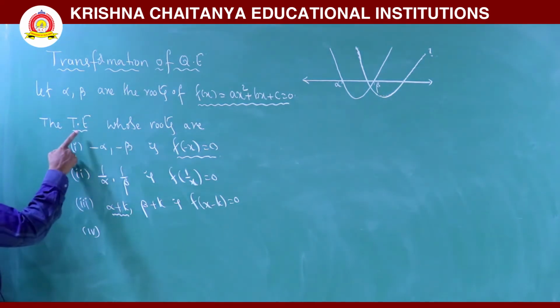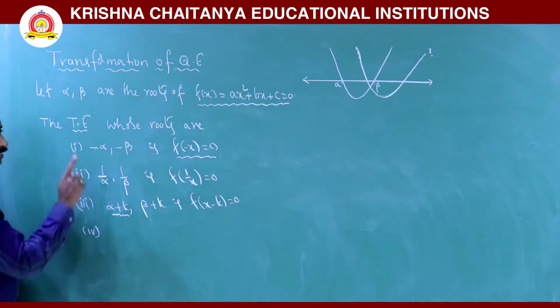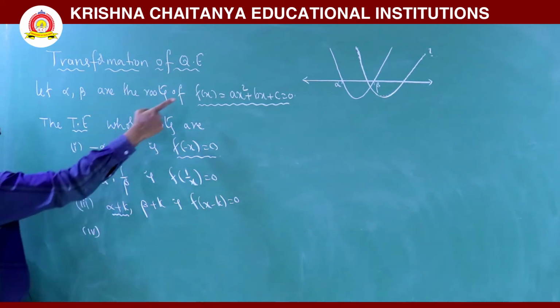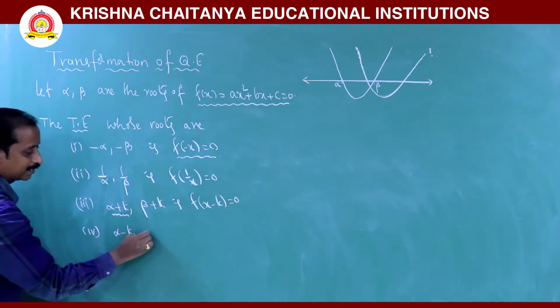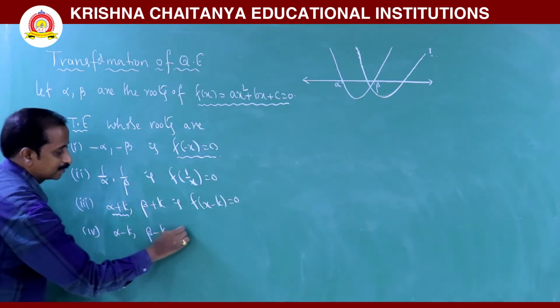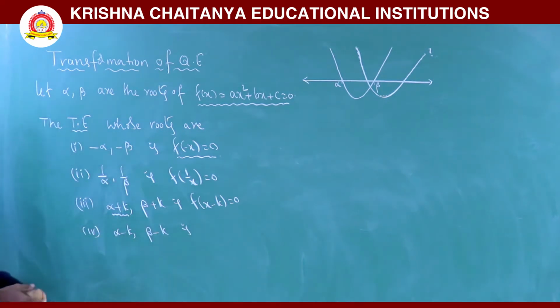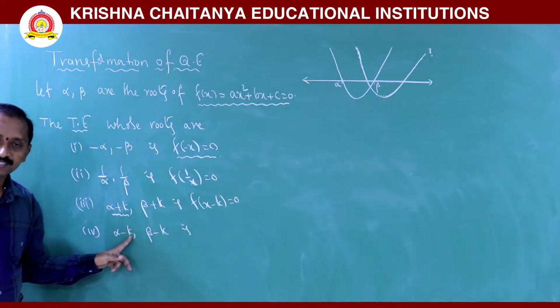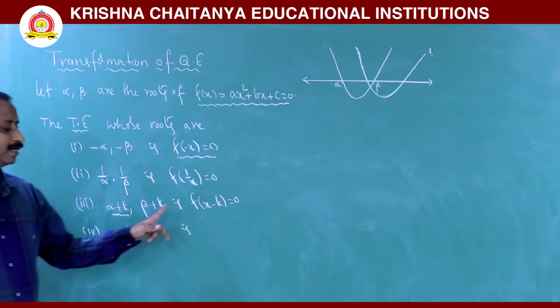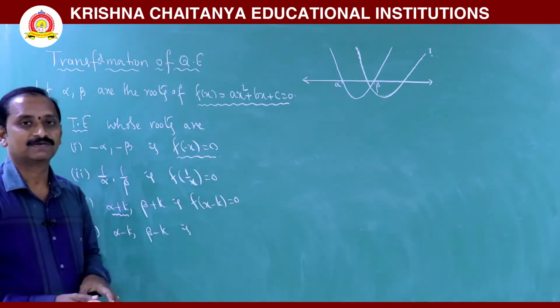The transformed equation whose roots are decreased by k of f of x is equal to 0 means the roots are alpha minus k, beta minus k. Indirectly, each root is decreased by k, which is reverse subtraction, nothing but addition. So f of x plus k is equal to 0.